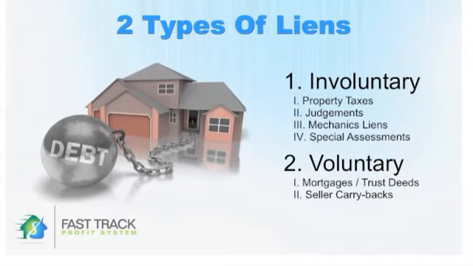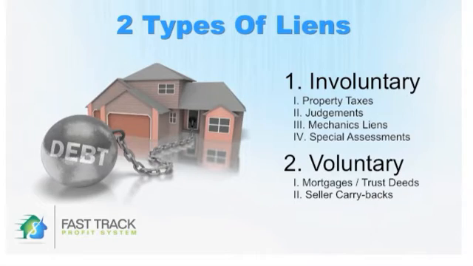And in short, there's really two types of liens out there: involuntary and voluntary. Involuntary liens include property taxes, judgments, mechanics liens, and special assessments, which is like if they want to repave the roads in front of your house or something like that. And they pretty much get attached to your property whether you like it or not. That's what makes them involuntary. Voluntary liens include mortgages, trust deeds, or seller carrybacks, and they can only get attached to your property if you want them to.